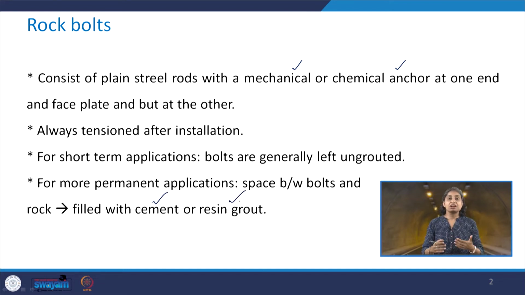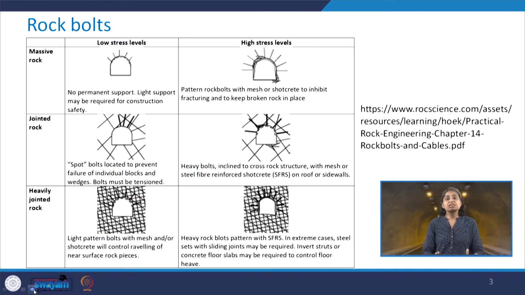When should we use cement grout or resin grout? There again we have to take a call based upon the requirement plus the quality or type of the rock mass. This figure gives us the idea of what type of rock bolt we should install. When I say what type, I mean what should be the pattern of the rock bolts to be provided in a particular type of rock or rock mass, or maybe in combination with shotcrete or with a mesh. All that has been shown in this figure.